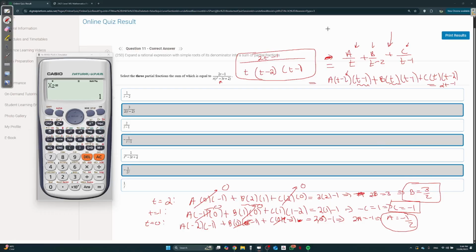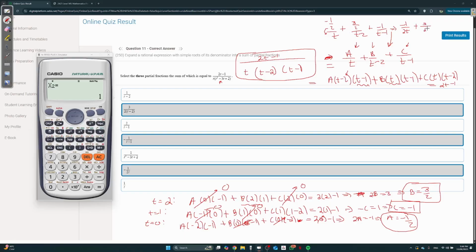A, we said, is negative 1 over 2. So it becomes negative 1 over 2 over t, plus b, which is 3 over 2, so 3 over 2 over t minus 2, plus c, which is negative 1 over t minus 1. So remember, like I told you, denominator over denominator, you throw them down together. So negative 1 over 2t, plus, again here, denominator, throw it down.